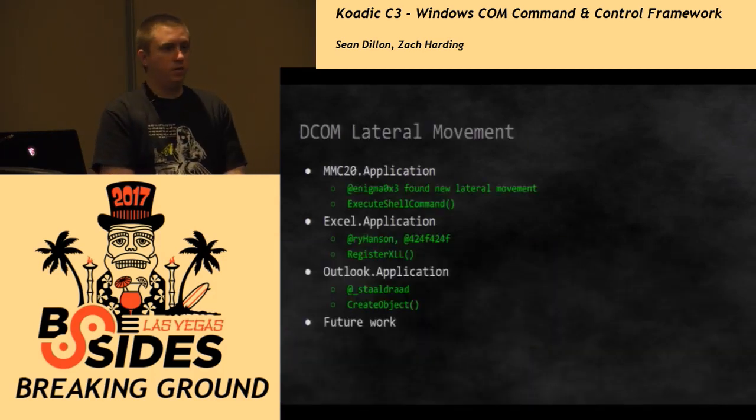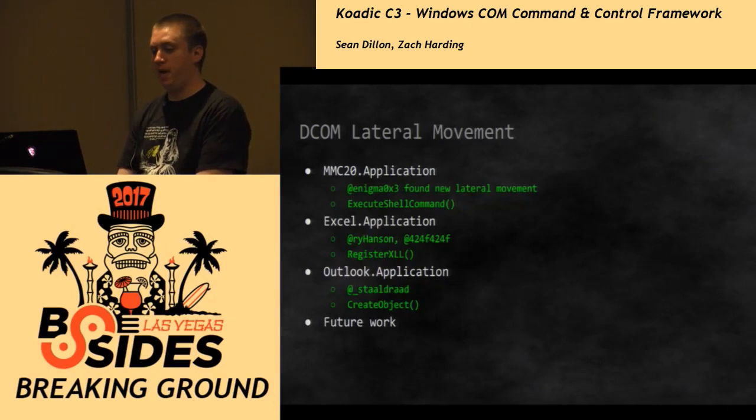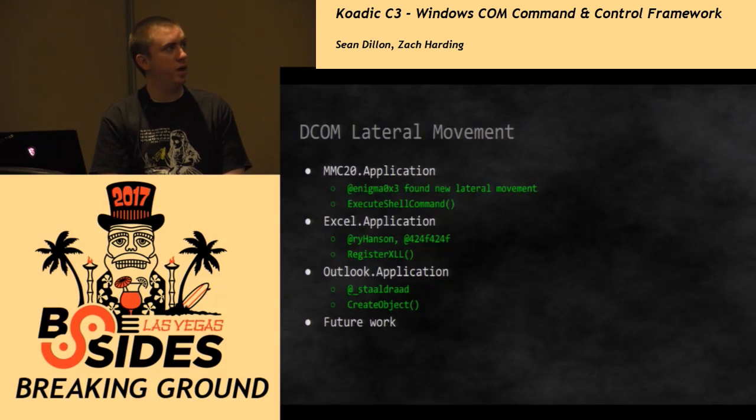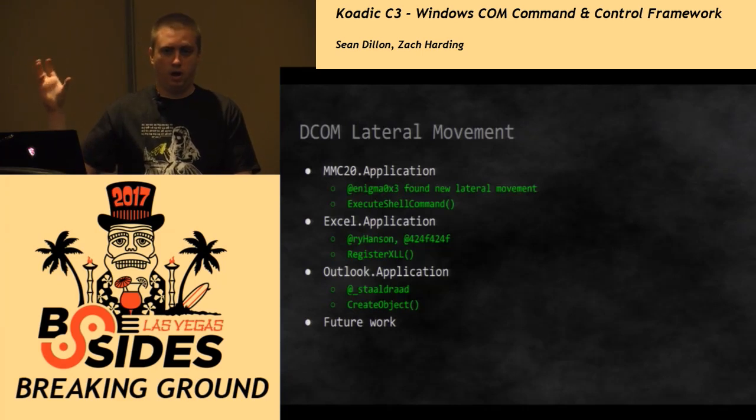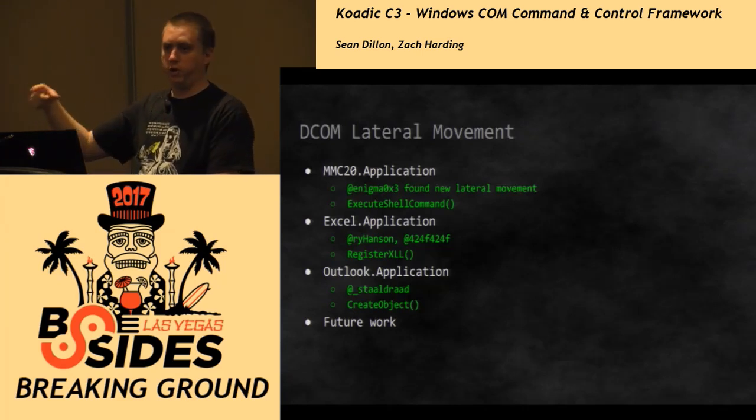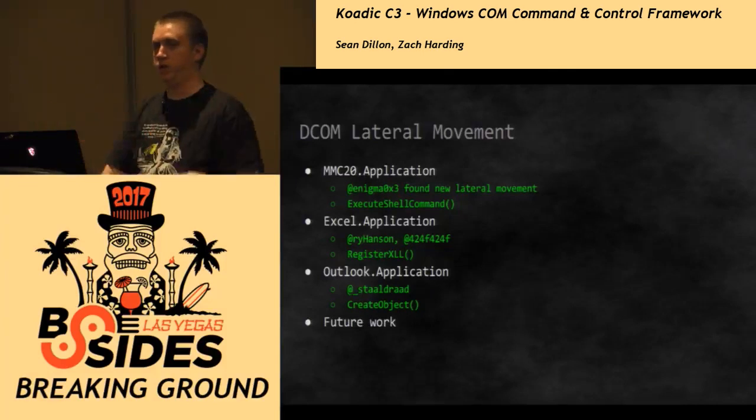And then just recently, in January, enigma0x3 found out about MMC20, the Microsoft Management Console. It has a function called ExecuteShellCommand, so you can actually execute a shell command on another computer. And then just this week, there was a lot of research going on Excel.Application and Outlook.Application, and it is believed that these can be used for the same type of distributed COM lateral movement, so you can spawn these servers on another computer and then run functions on them, and from there get a shell on another computer.